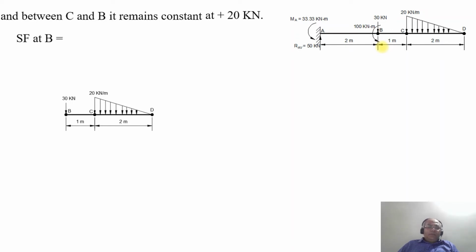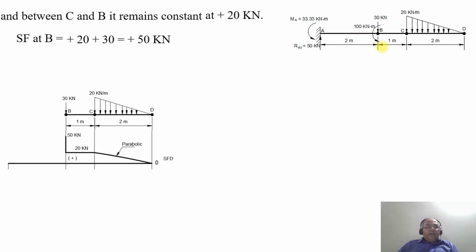SF at B, the point load is acting, which is 30 kilonewton. So therefore, it is going to be plus 20 plus 30, which is plus 50 kilonewton. So we can see at the point B, between C and B, as there is no other load, it remains constant at 20 kilonewton. At the point B, then suddenly the load increases to 50 kilonewton because of the point load at B, which is acting downwards at 30 kilonewton.